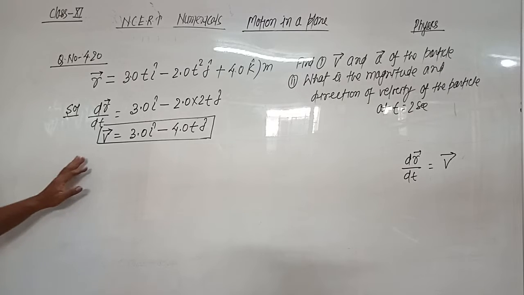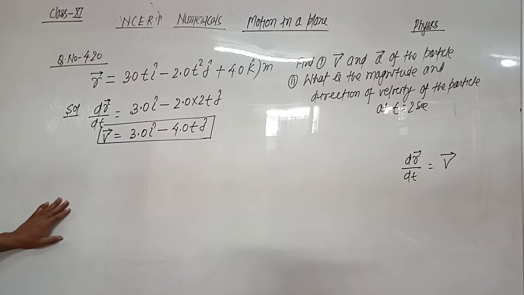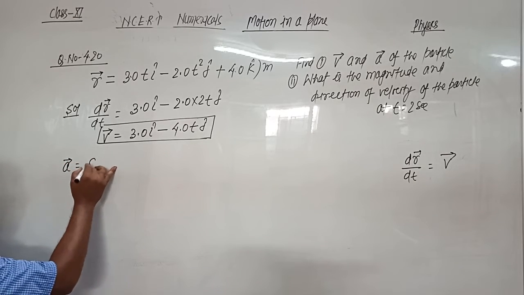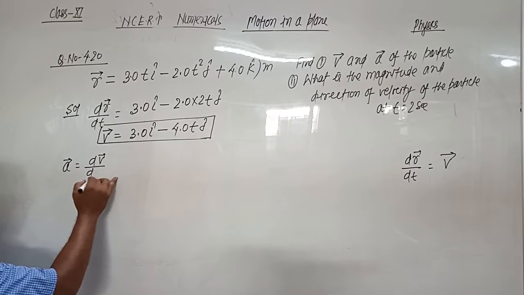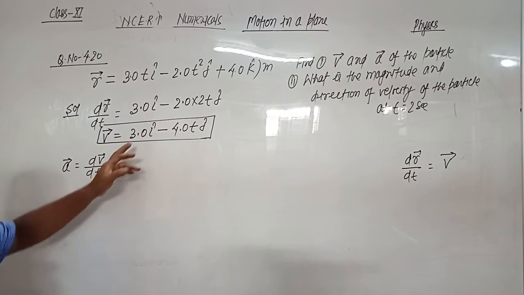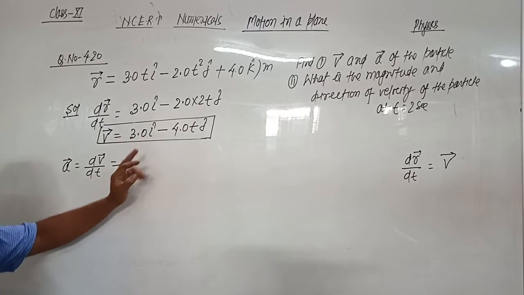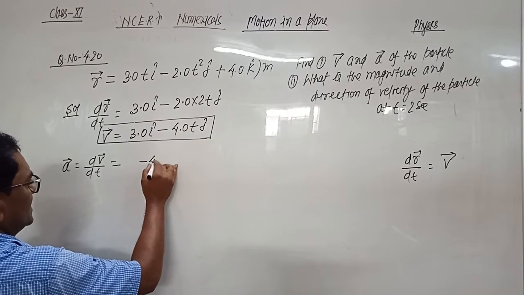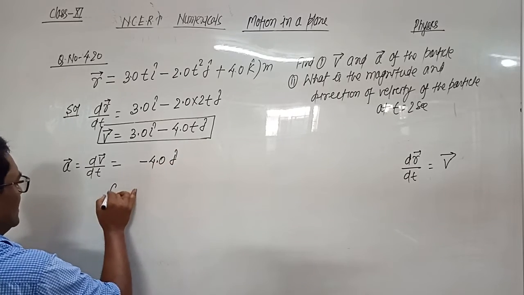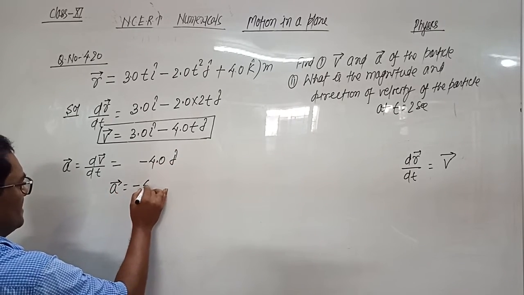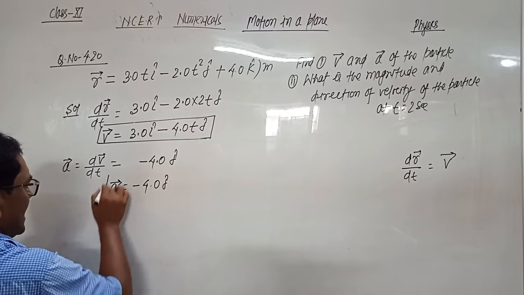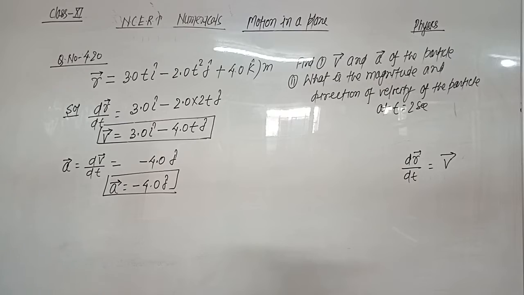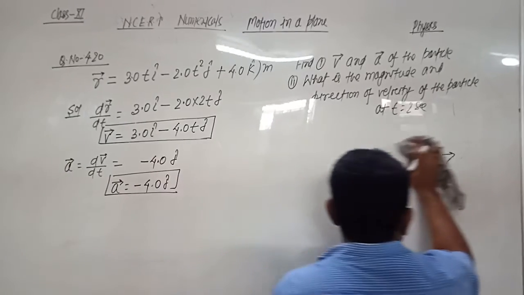Now when the velocity is differentiated with respect to t, we get the acceleration. So for finding the acceleration vector, we differentiate the velocity with respect to time. Differentiation of the constant term becomes 0, and differentiation of t is 1. So acceleration comes out to be minus 4.0 j cap. The first part is completed.